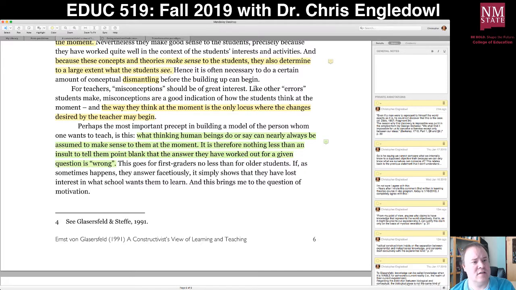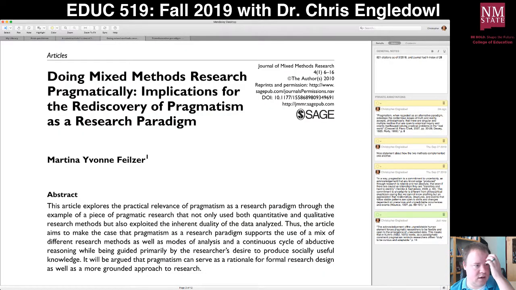All right, and that leads us to the pragmatic paradigm. And the pragmatic paradigm really just simply right off the bat says, we don't know what's best, so we're going to be open to anything and everything and see what could be most helpful for the specific research question that you might have.